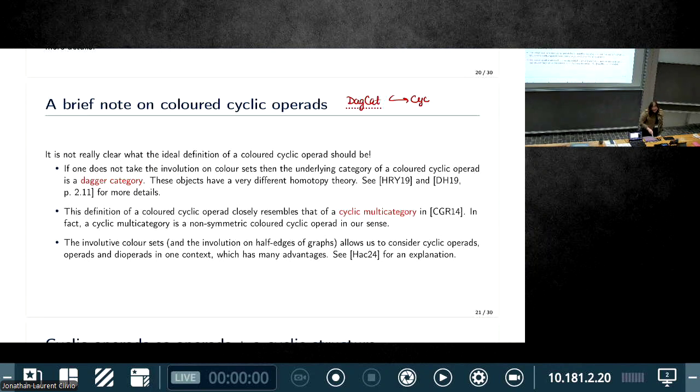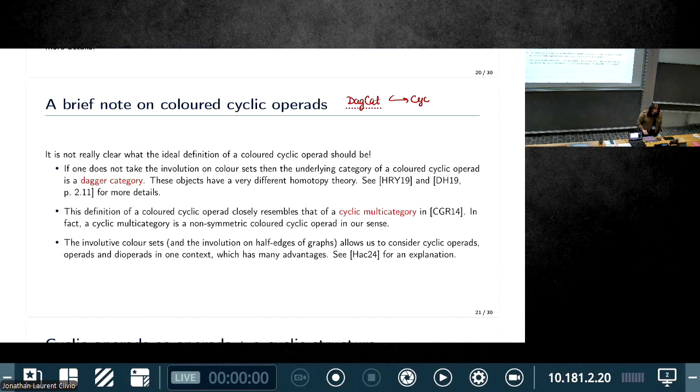But the other main reason for the involution on color sets is that it makes it much easier to construct functors from cyclic operads to operads and dioperads, things like that. And it makes my graphs look nicer. That's the main thing. So I do want to make the point that I don't think this is a settled thing or very clear what the correct definition is. We're making a choice because it's convenient.